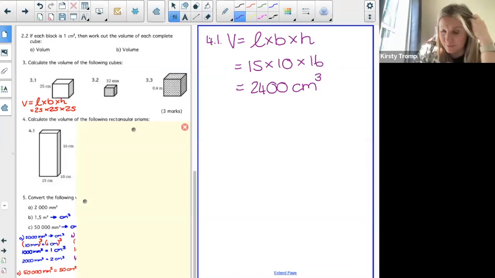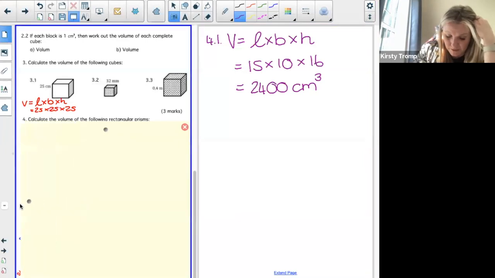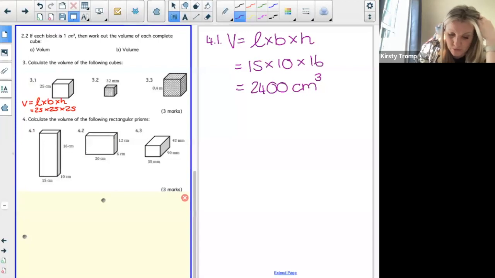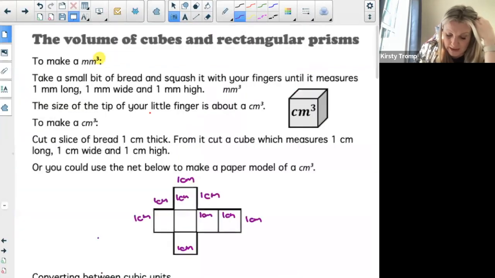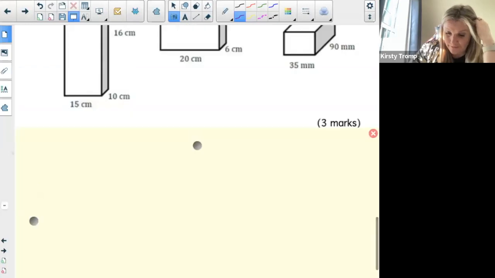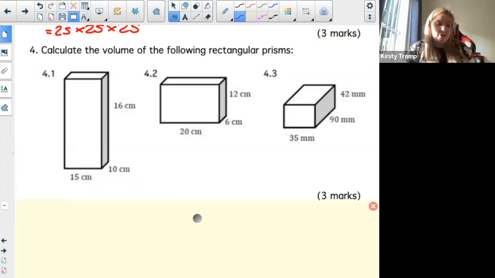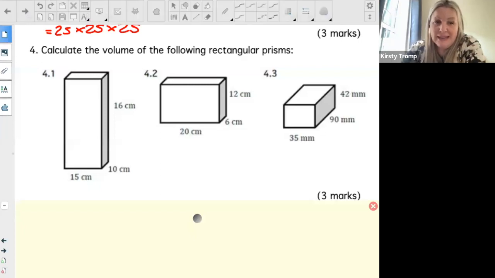Okay, now I would like you guys to go and try number 2, and I'd like you to try number 3. Go and give that a try. Number 2 and number 3. Go give it a try, guys.